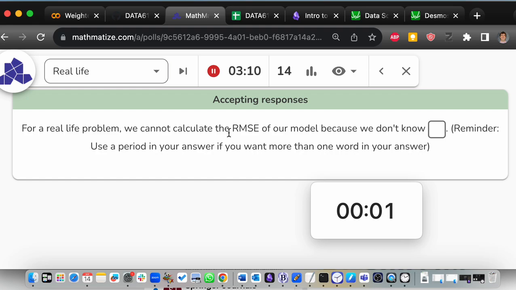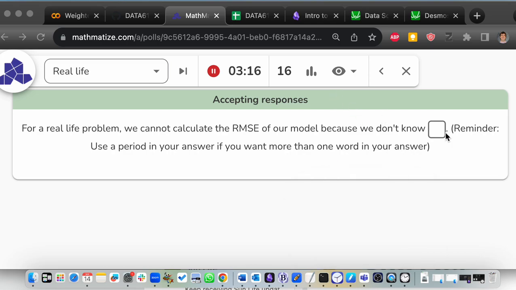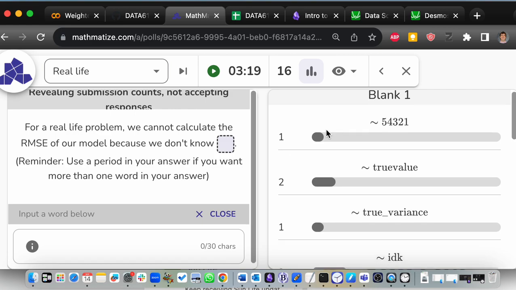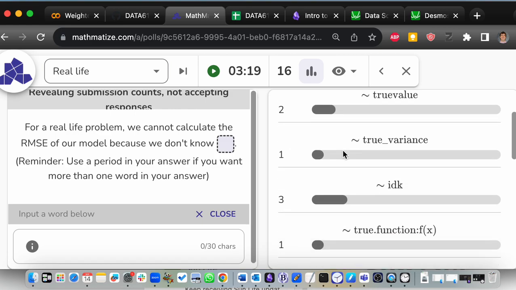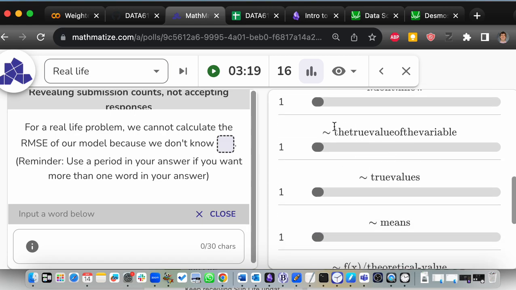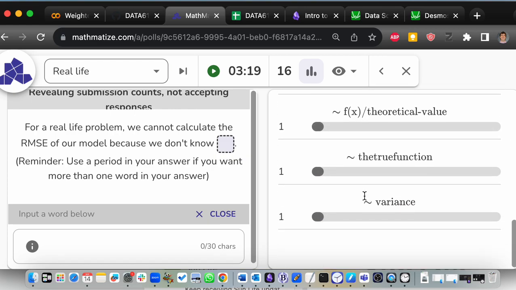Okay, put in something. The time is up. Let's see what people said. Any interesting answers? We can't just plot it because we don't know what? The true value. The true function. This is great. The true values. Anybody who put true somewhere in there, the theoretical value, that is a fantastic thing.